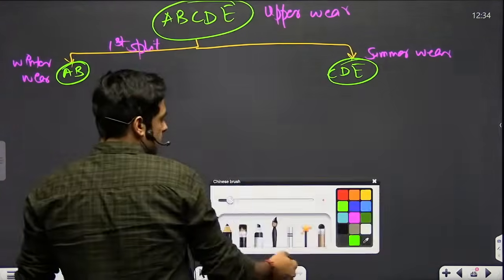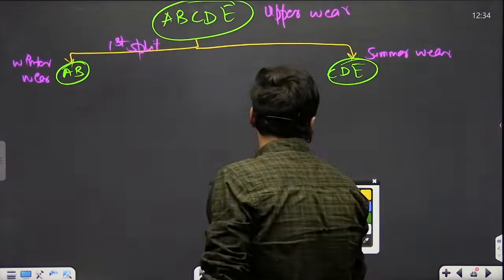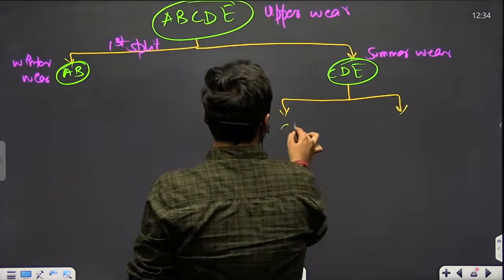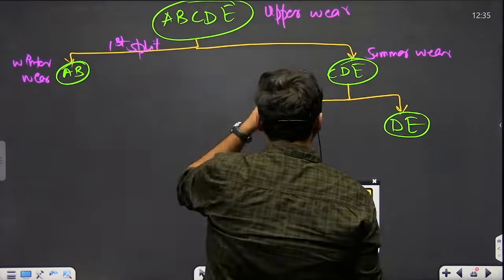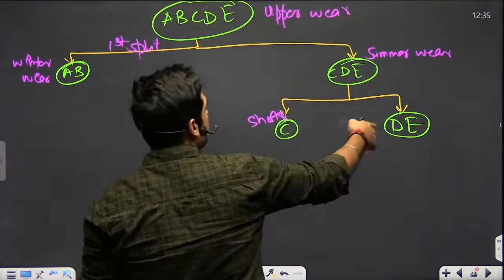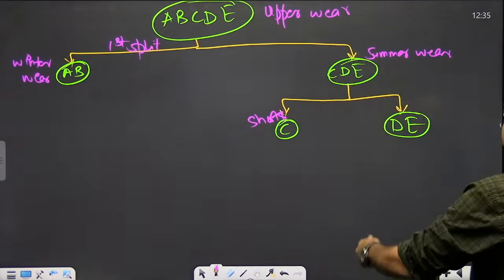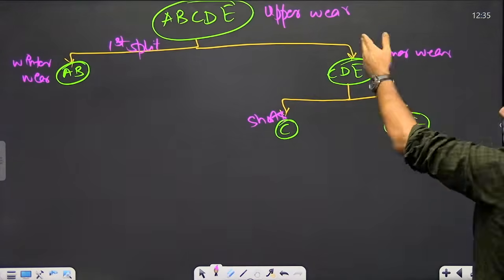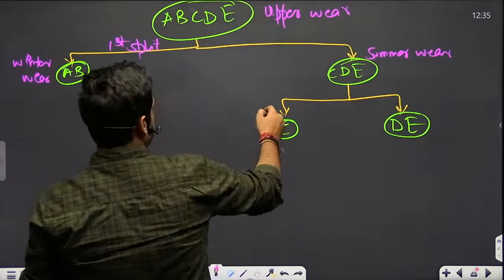Okay, after this, what was the second split? The second split was C with DE. So now I would split C first, and DE separately. Now, what is C? In the summer wear, C could be shorts. And for DE, what name can I write? Tell me. It was upper wear, so I won't write shorts; I can write this as shirt.